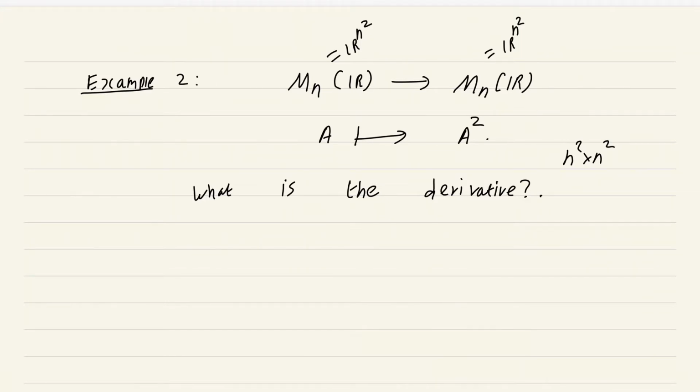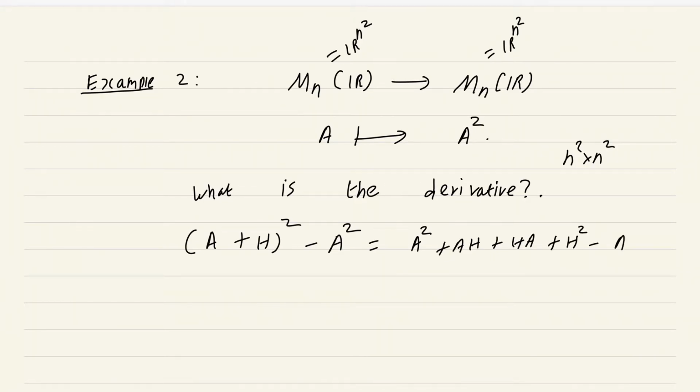Okay, so let's try to compute this directly. So what must we do? We must compute (A plus H) the whole squared minus A squared. This is what we are required to compute. So this is A squared plus AH plus HA. We have to be careful, matrices don't commute. Plus H squared, minus A squared, which is AH plus HA plus H squared. Okay, now observe that I have incremented the matrix A by another matrix H.